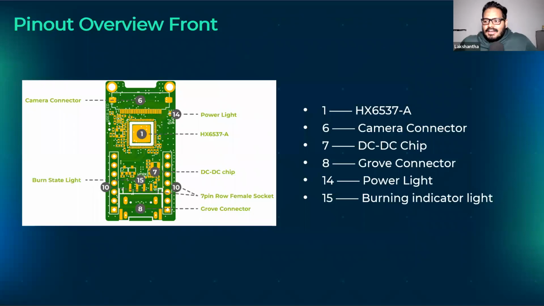So I will give a brief overview of the hardware of this module. As I have mentioned before, it has a HiMax chip. This is a particular version of the chip, HX6537A. It has a camera connector, DC-DC chip, and the Grove connector I mentioned. It has a power indicator light and a burning indicator light, because the burning indicator light will be helpful when we are flashing the models into this module.